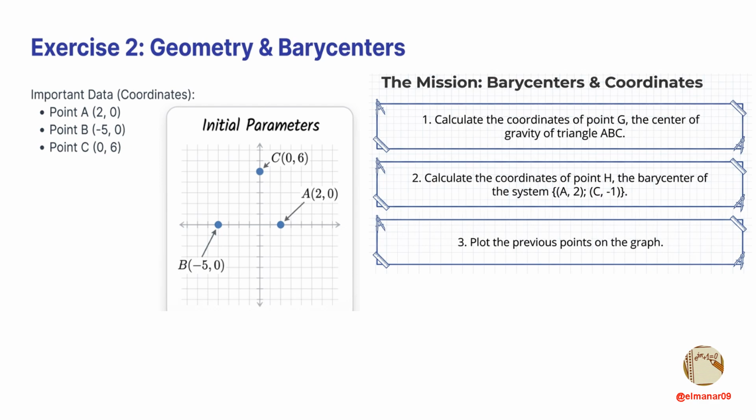Mission 3. The graphical realization. This last step is my favorite. It consists of plotting these points on our graph. It's the moment of truth. By placing G(-1, 2) inside the triangle and H(4, -6) in the bottom right, you will see the visual logic of your calculations. Geometry never lies when you treat it with respect.